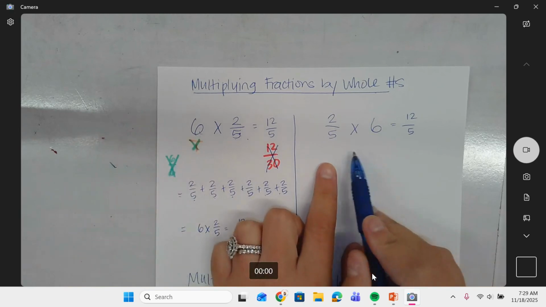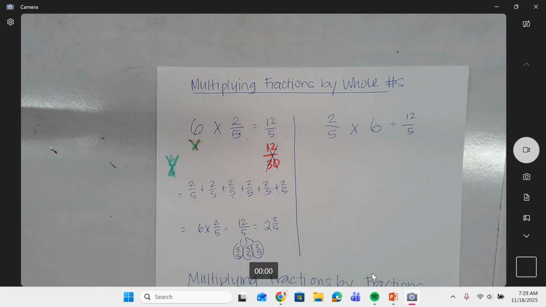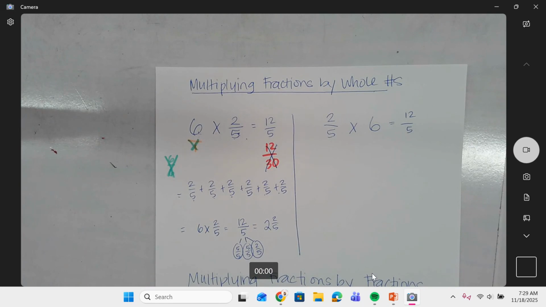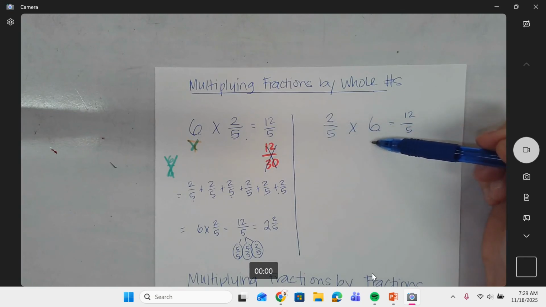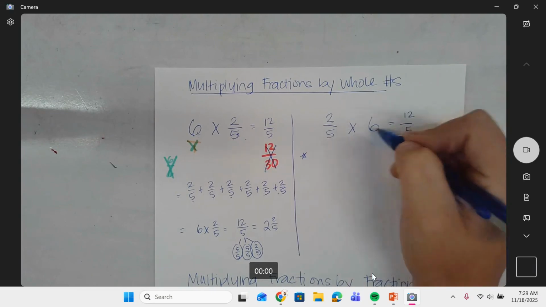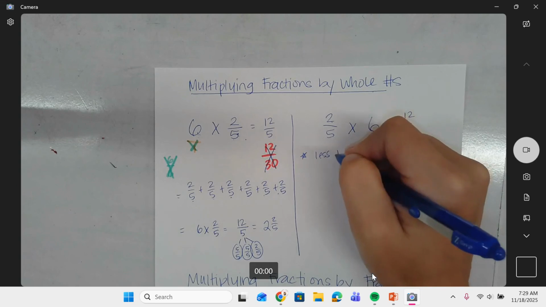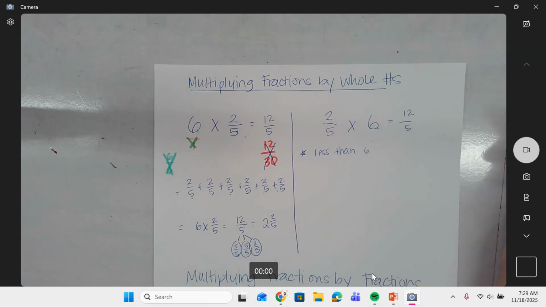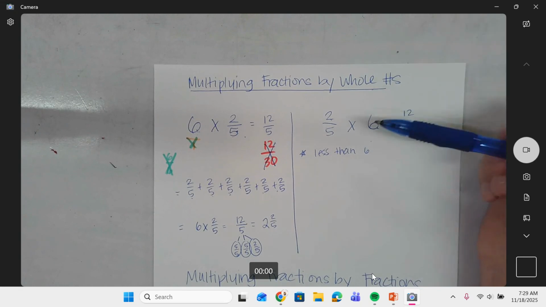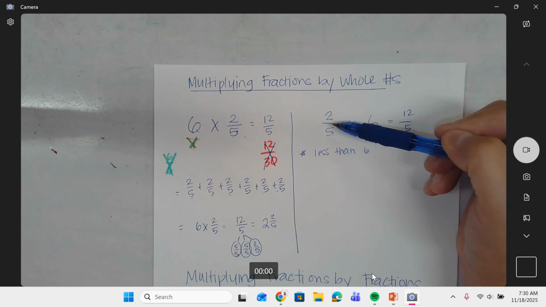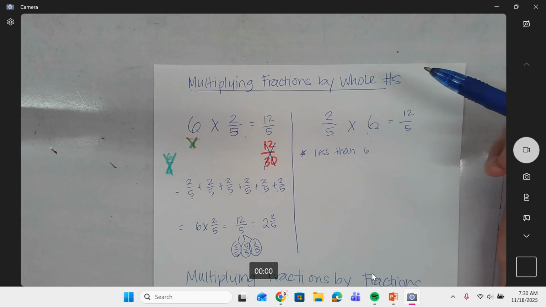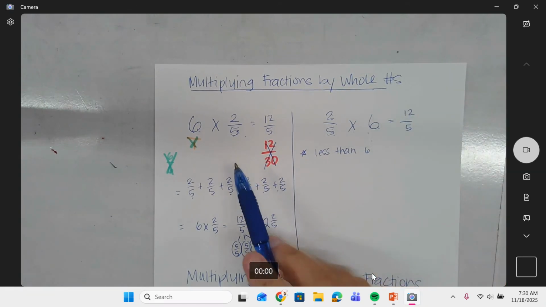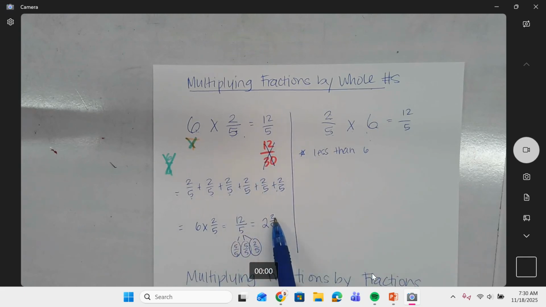Now, the way that you think about this problem is actually a little bit different. You would think of this as finding part of 6 wholes, so I want 2/5 of 6 wholes. What this should tell kids when they see a problem like this is that they know that their answer should be less than 6. The reason they know that that answer is less than 6 is because we're only finding part of it. If I was finding 5/5 of 6 wholes, then the answer would be exactly 6. And we already know from solving this, when we found 6 copies of 2/5, that the answer is 2 2/5, which is less than 6.